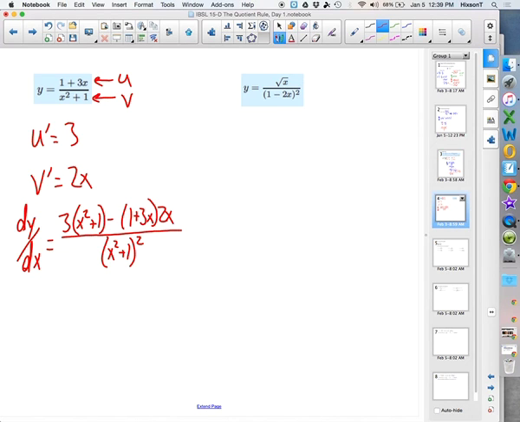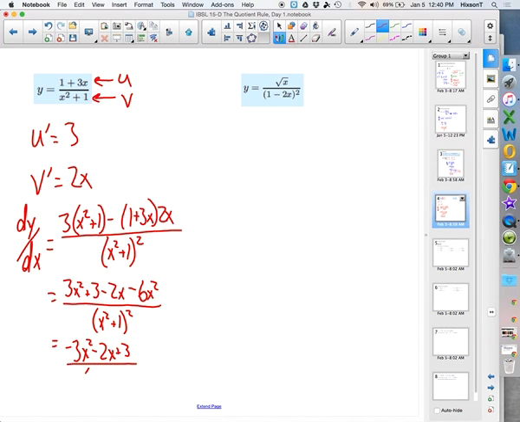Don't bother foiling that out. Okay? Don't ever bother foiling that out. So simplify the numerator as much as you can. 3x squared plus 3 minus 2x minus 6x squared. And then you get negative 3x squared minus 2x plus 3 over the x squared plus 1 squared.